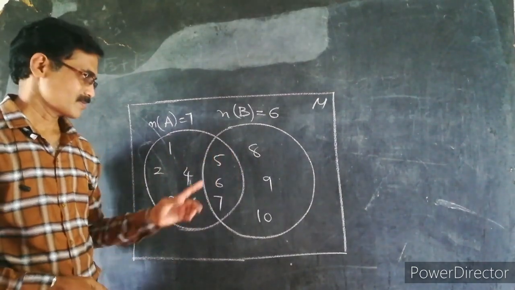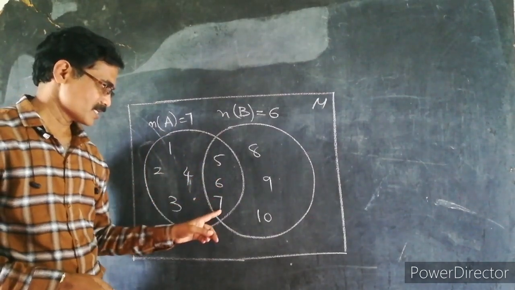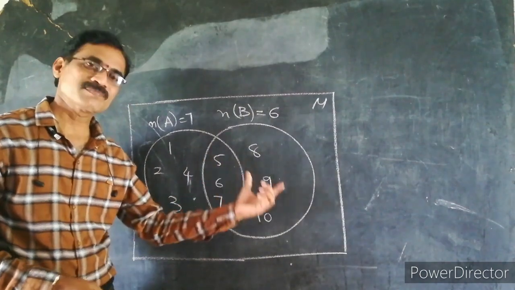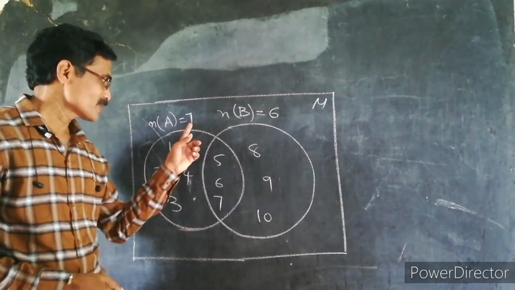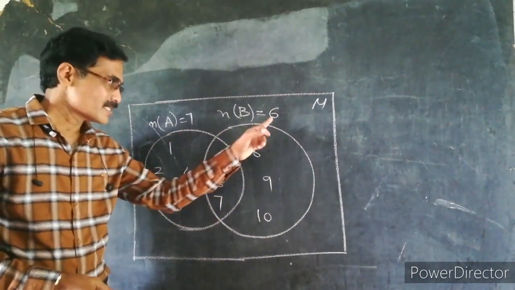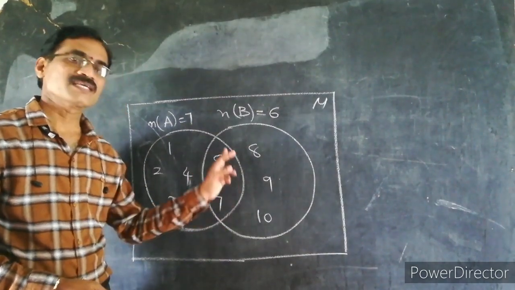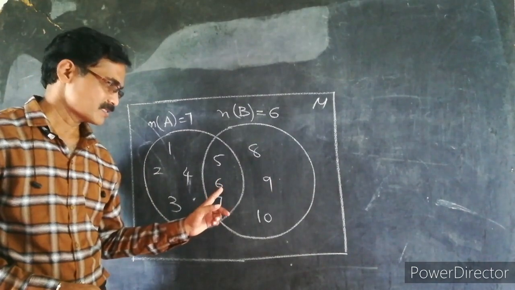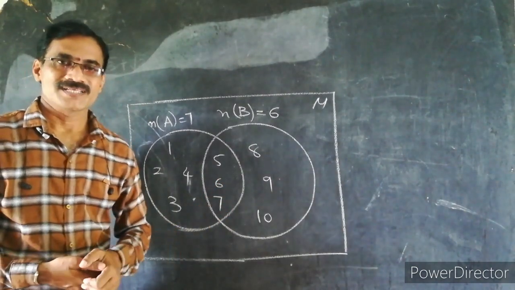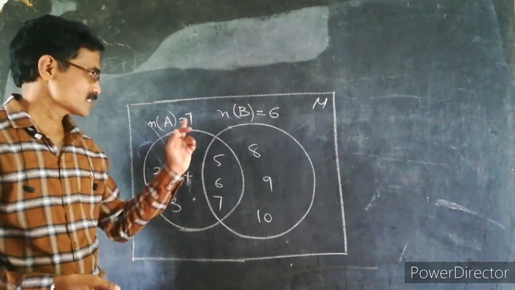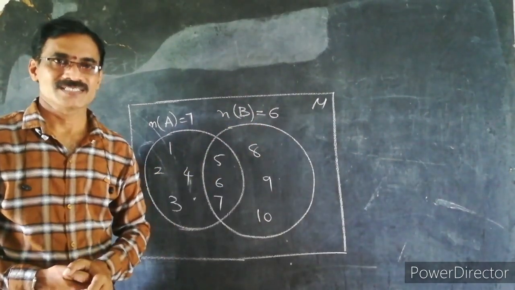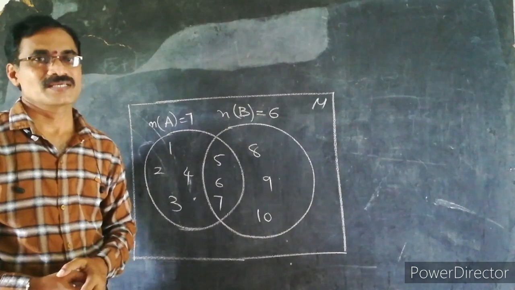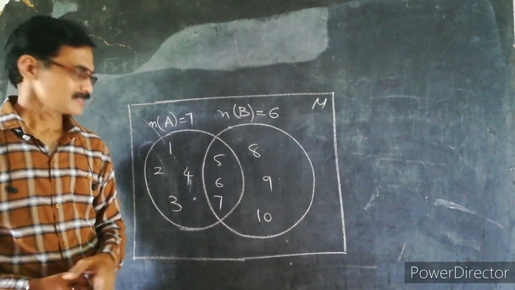Because these three elements are coming in set A and also in set B. In the 7 elements, the 3 elements are there. In these 6 elements, these 3 elements, these numbers, are also there. So that's why these are repeating 2 times. That's why you are getting 7 plus 6, 13. So how many elements are coming in excess here? 3 elements are coming extra. So the 3 elements are these.